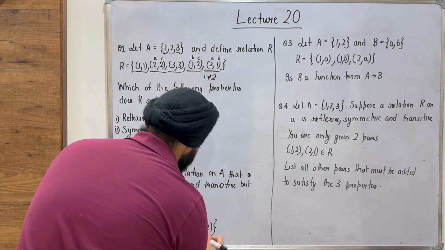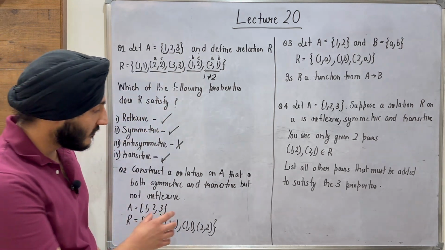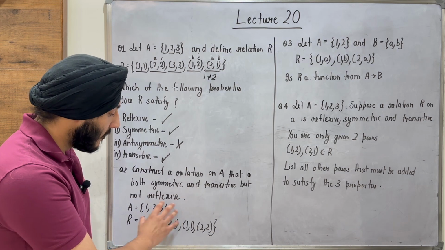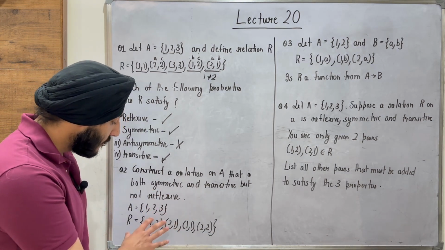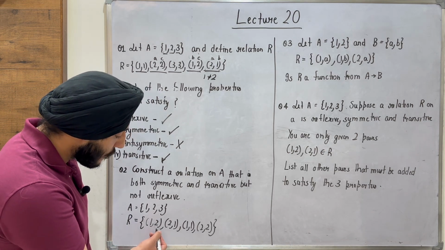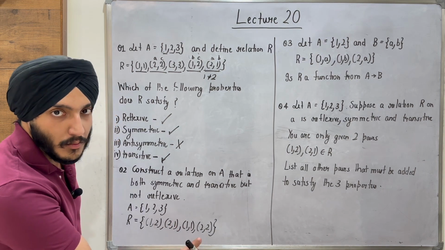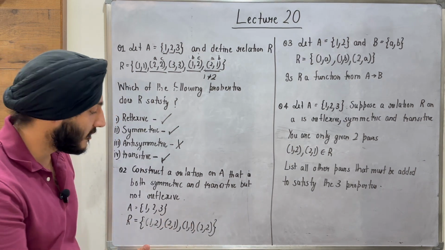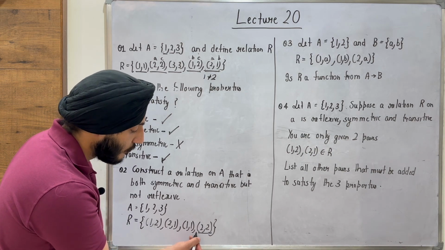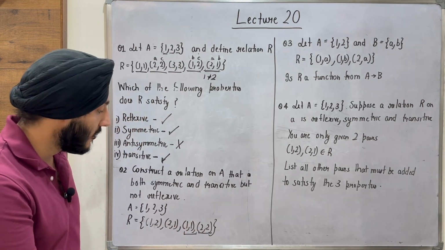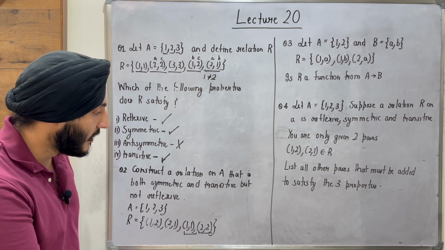And this could be my final answer. Okay, so let's try to understand how this is symmetric and transitive, but it is not reflexive. How is this symmetric? If you think about it, 1 is related to 2, 2 is related to 1. A related to B, B related to A. So both the opposites are present. Same as 1 is related to 1 and 2 is related to 2. So we don't have to worry about the symmetric part for this one. So this is symmetric. That condition has been satisfied.